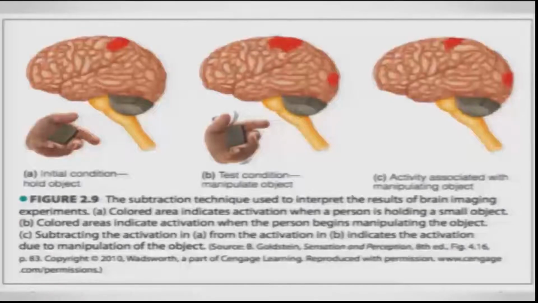Here you can see this happening in a demonstration. On the leftmost, A, there is an initial condition where the person is just holding the object. B is your test condition where the person is actually manipulating the object, and C shows you the subtraction. You can see that the areas, for example, in the dorsal part of the parietal lobe are involved in some sense in manipulation of the object, because that is the part that is left there, in the motor areas.